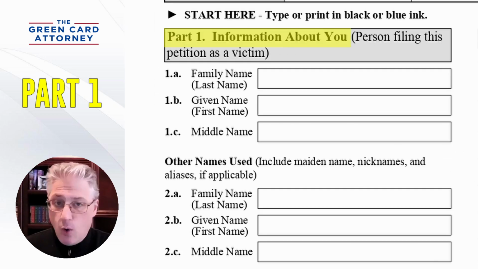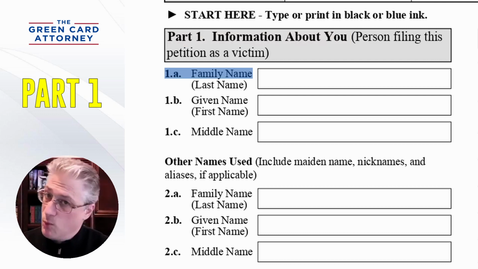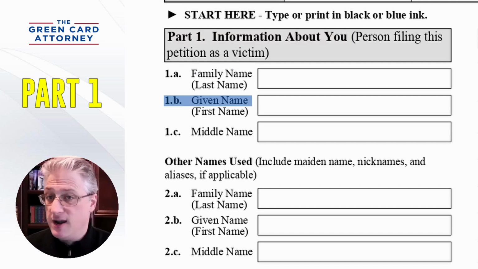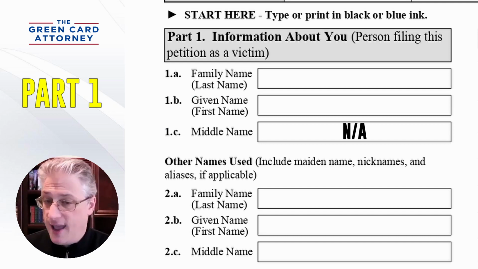Information about you. All these details are for the victim who's applying for the U visa. In section 1A, you will enter your last name. 1B, write only your first name. And finally, in 1C, write your second last name if you have one. If not, you can write NA, not applicable.